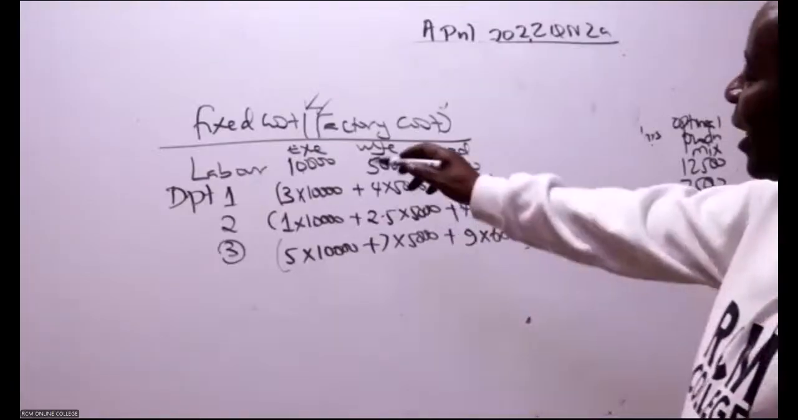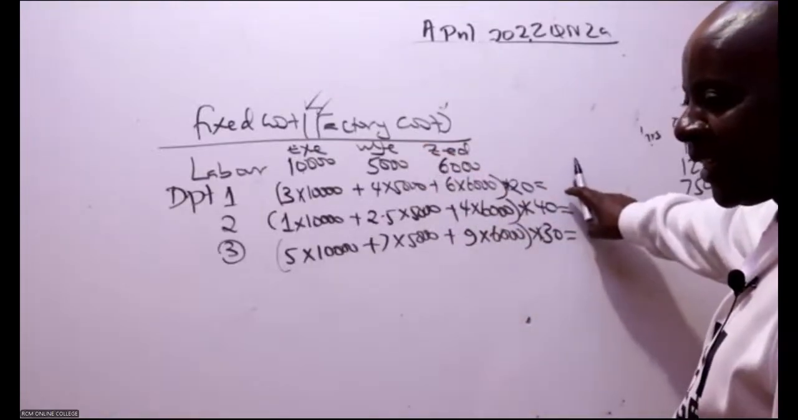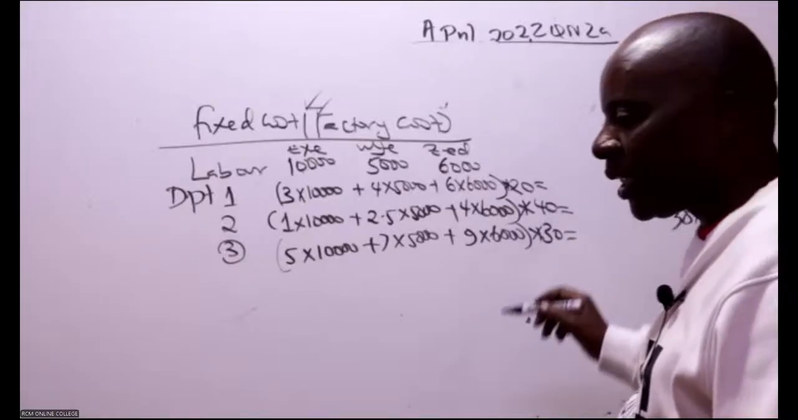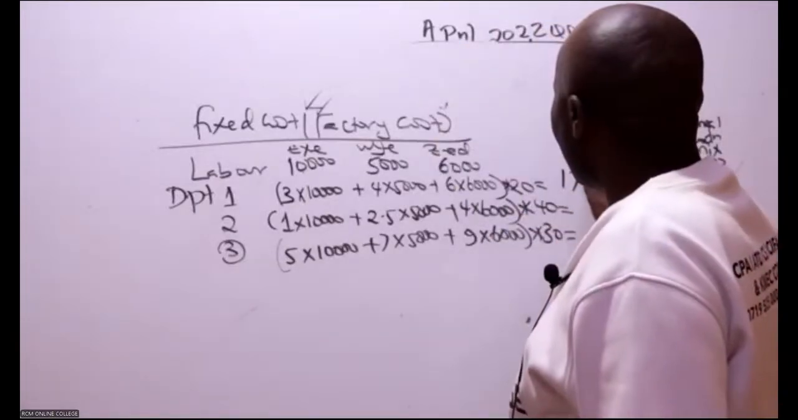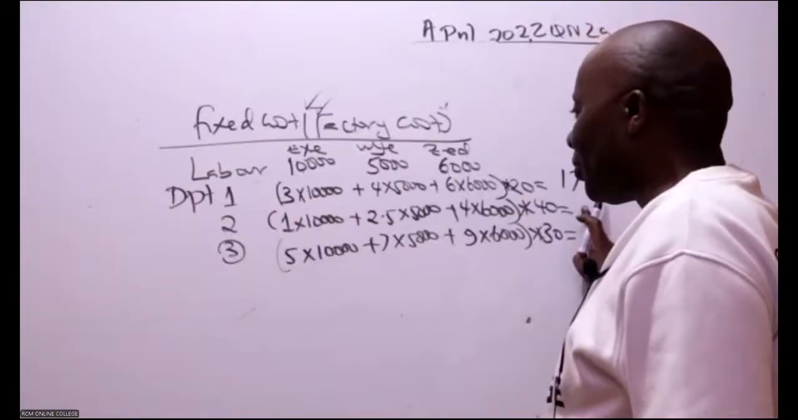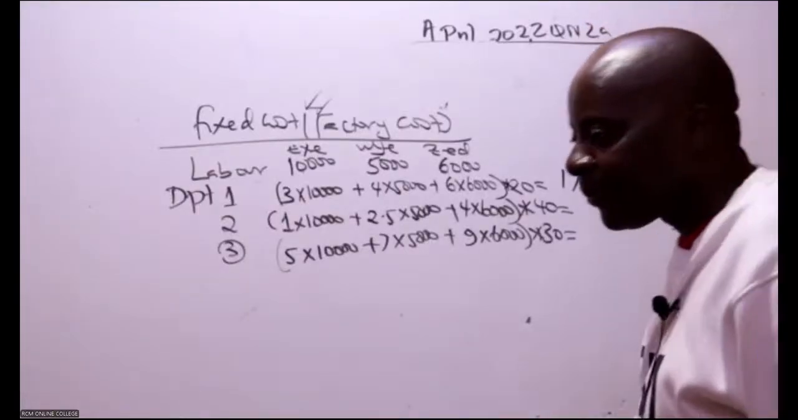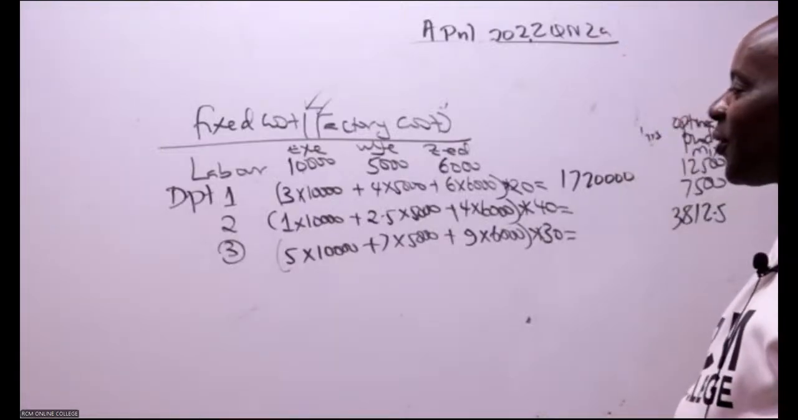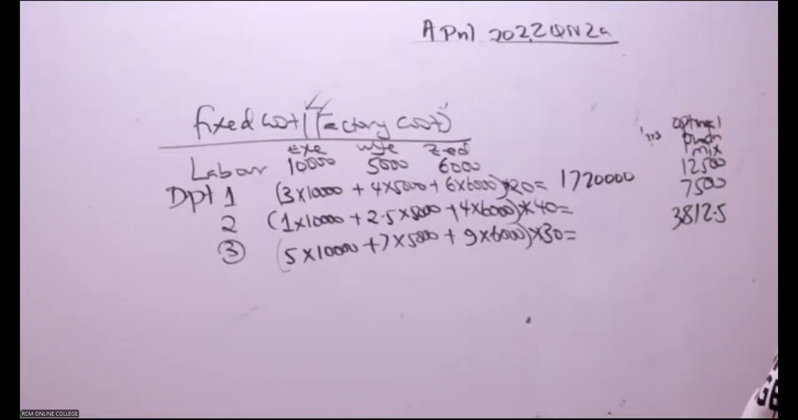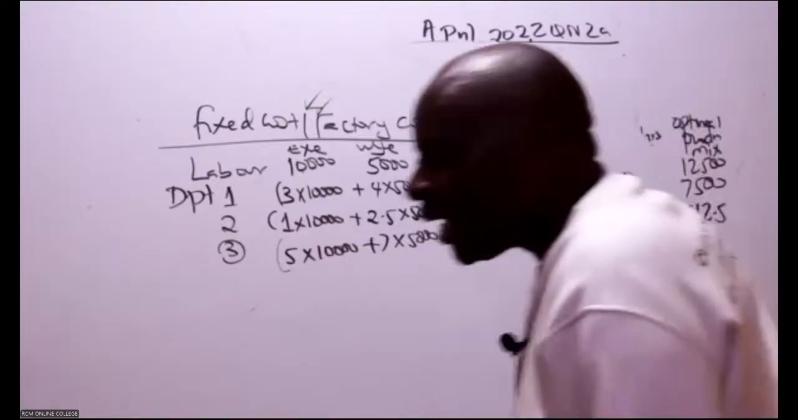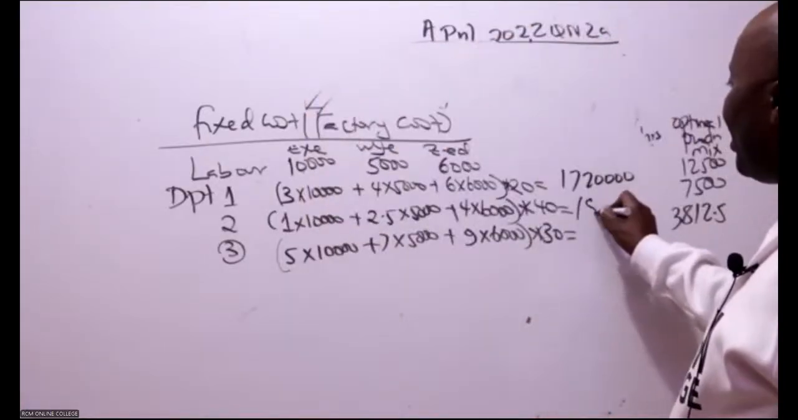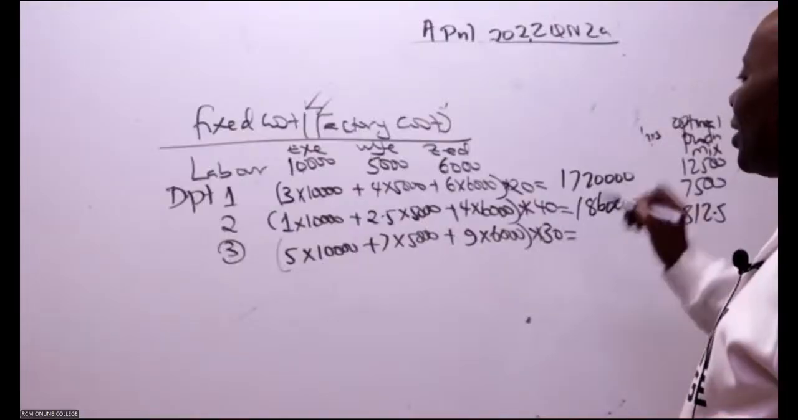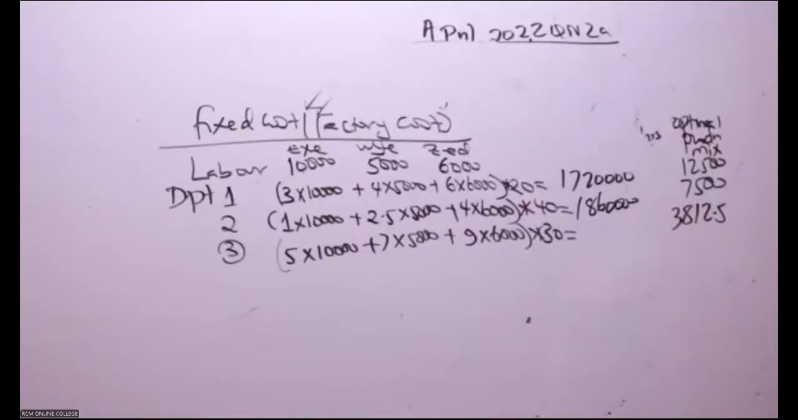So somebody open brackets here and give me this figure. It's like these guys want us to do this question in our next class, which will be very bad. 1720,000. Thank you so much. And then come to the second one, open bracket. 1 times 10,000 plus 2.5 times 5,000 plus 4 times 6,000 times 40. So they're getting here 1860,000. And then, ladies and gentlemen, we have department 3.